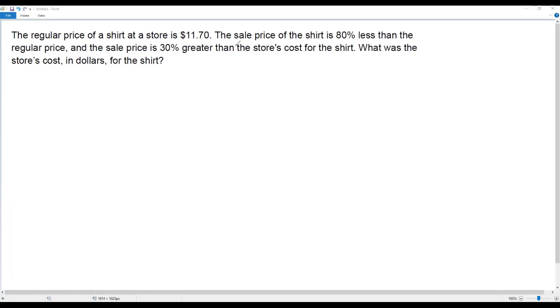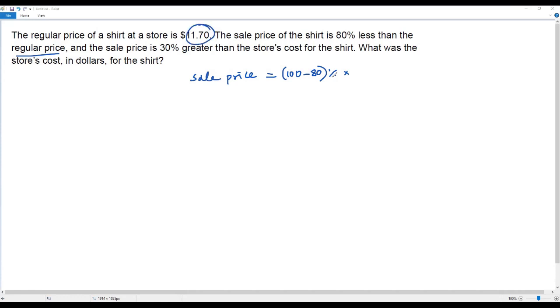Okay, now let me consider this information. That is, the sale price of the shirt is 80% less than the regular price. Now let's write this as an equation. That is, sale price is equal to 80% less than. 80% less than means I have to subtract this 80 from 100. It is 100 minus 80 percent times the regular price.